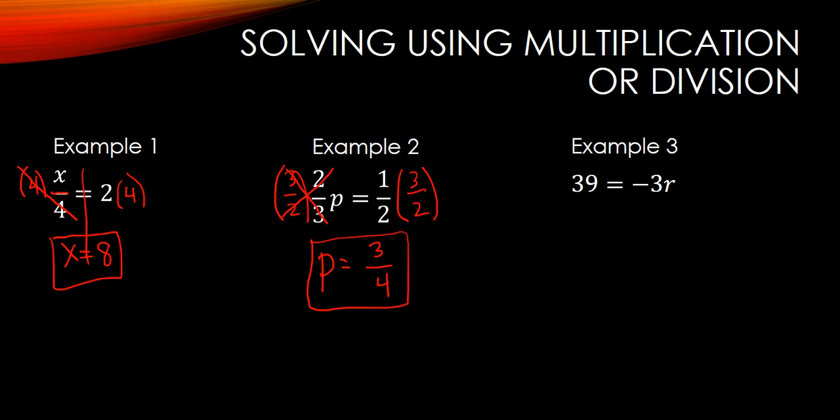Alright, this last example, we have 39 equals negative 3 times r. So remember, when things are right next to each other, that's multiplication. So to undo that multiplication, I'm going to have to divide both sides. Now write your division with your fraction bar. So I'm dividing by negative 3, so I can get rid of the negative 3 that's there. Because negative 3 divided by negative 3 is 1, so we end up with 1r, or just r left on the right side. And then 39 divided by negative 3 is negative 13.